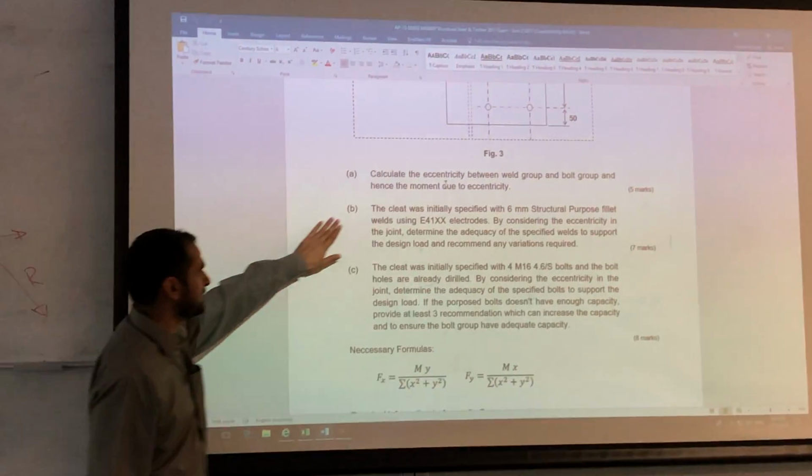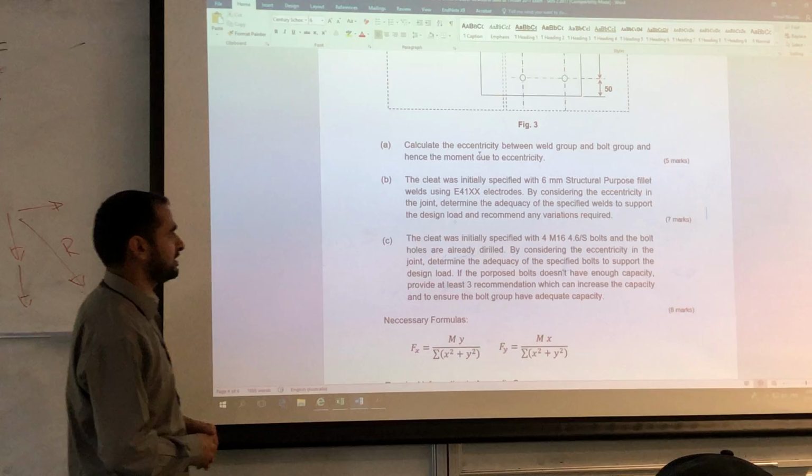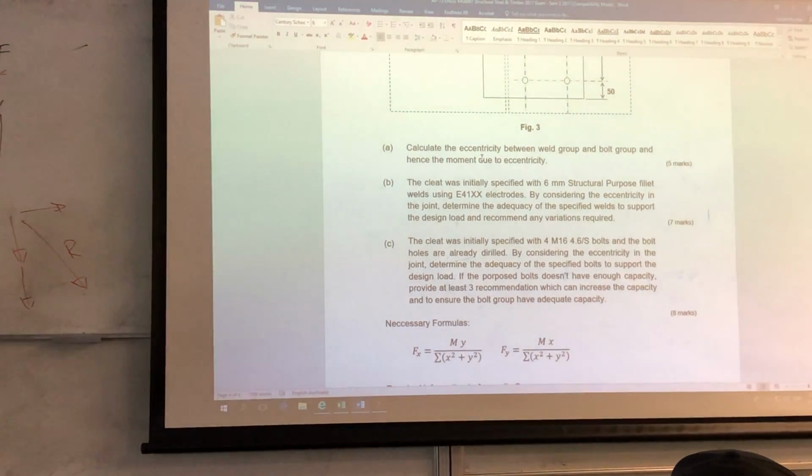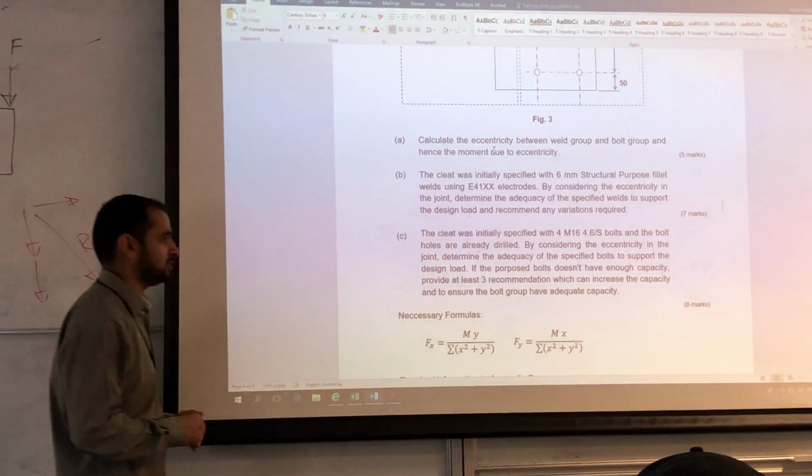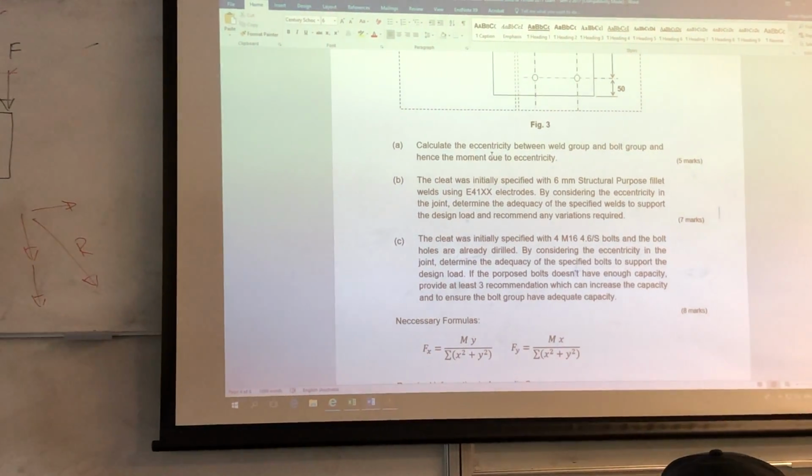Then the next is, the cleat was initially specified with 6 millimeter structural purpose weld using E41XX electrodes. By considering the eccentricity.